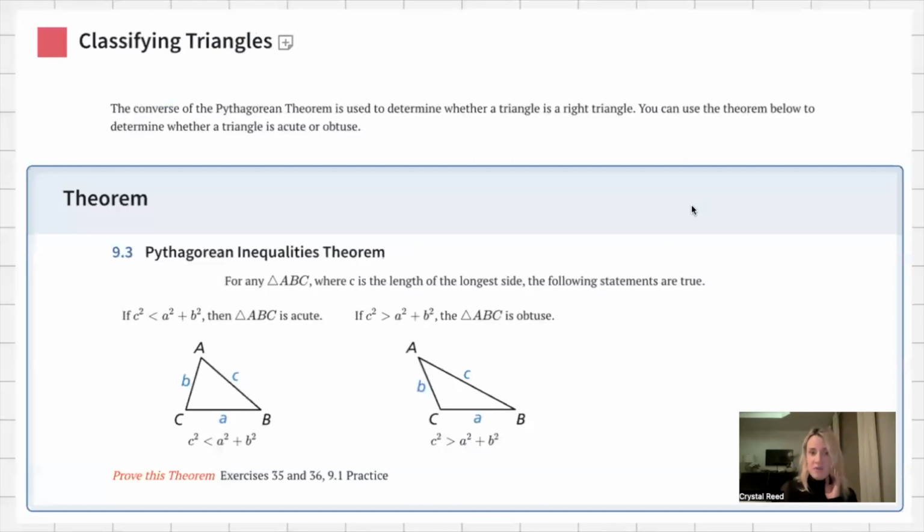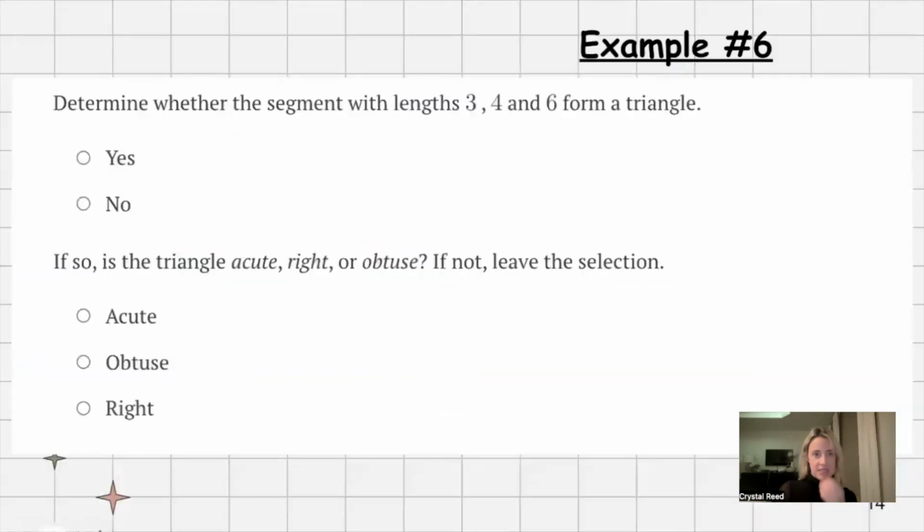The converse of the Pythagorean theorem is used to determine if a triangle is right. You can use the theorem below to determine if it's acute or obtuse also. So if c squared is less than the combination of a squared plus b squared, then it's acute. If c squared is more than the combination of a squared plus b squared, then it's going to be obtuse. So let's go ahead and do some examples here.